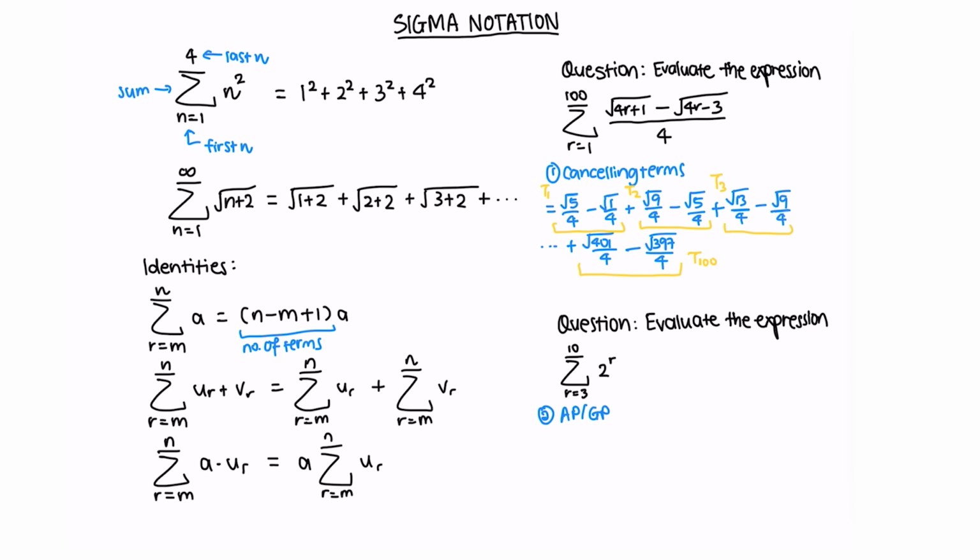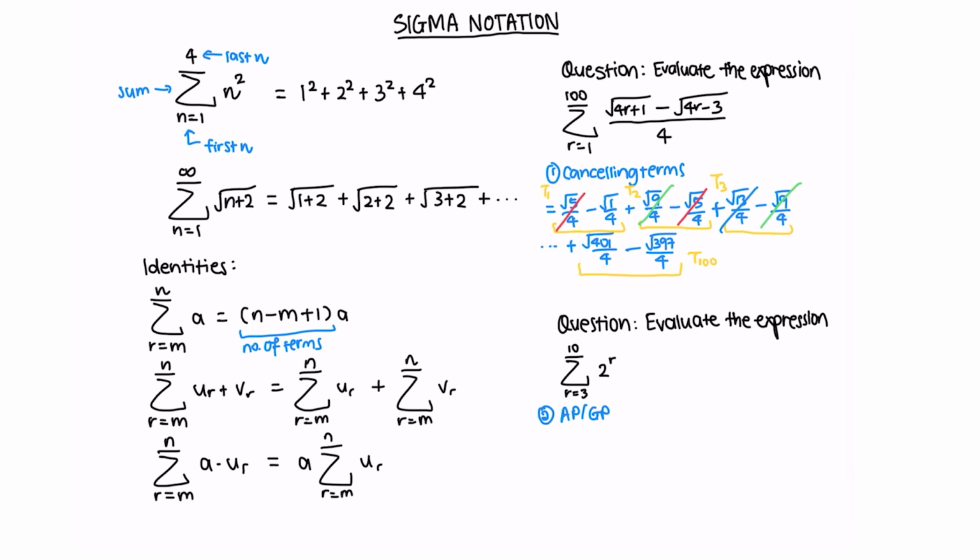So what do we see here? Do we see any terms that can cancel out? We see that this root 5 over 4 and this negative root 5 over 4 actually cancel out. Similarly, this root 9 over 4 and this root 9 over 4 just cancel out. We can continue repeating this, where this root 13 over 4 cancels out with a root 13 over 4 somewhere over here. And if we repeat this enough, we'll realize that this will also cancel out with this.